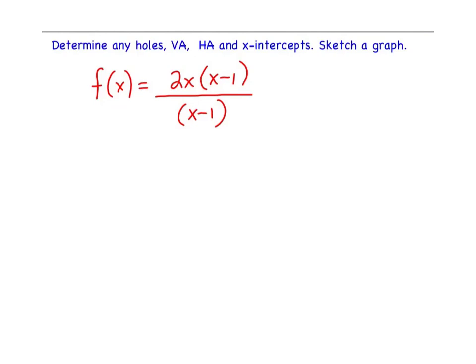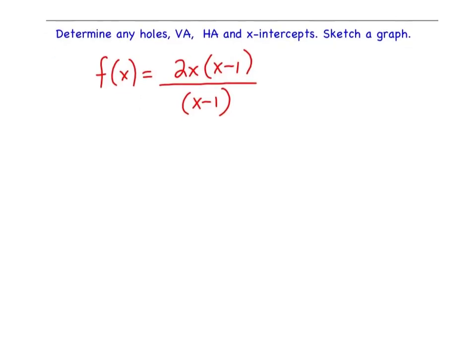Here is the problem that I want you to work for homework in your composition notebook. Determine if there are any holes, vertical asymptotes, horizontal asymptotes, and x-intercepts. To find an x-intercept, you're going to set the numerator equal to 0. So for that, set the numerator equal to 0 and solve.